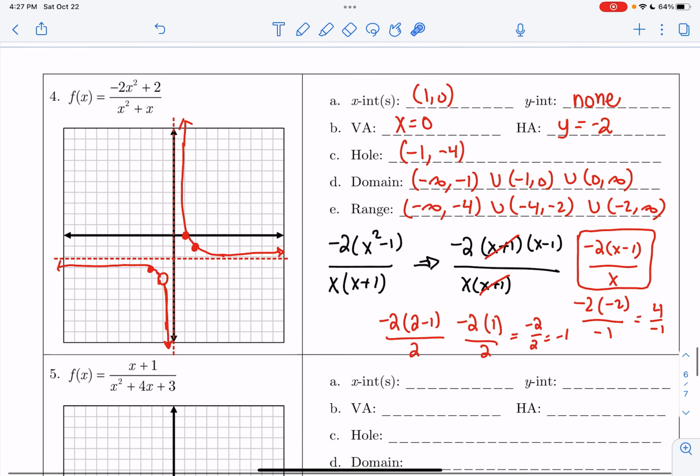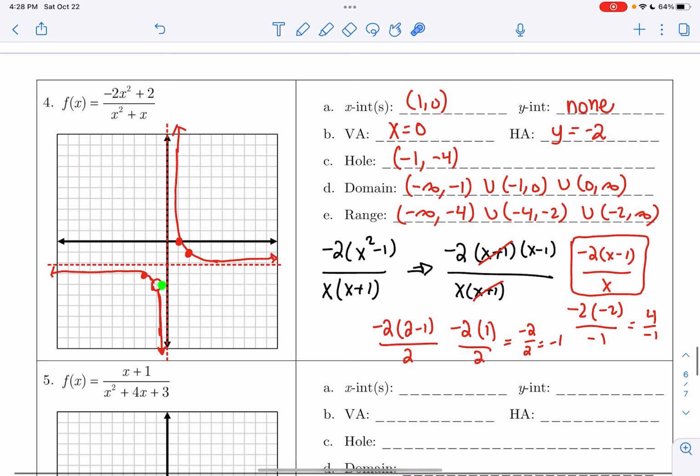This is because, for your domain, at -1 you have your hole, and then at 0 you have your vertical asymptote. For your range, we have -4 because there's a hole at y equals -4, and then you have your horizontal asymptote at -2 right here.